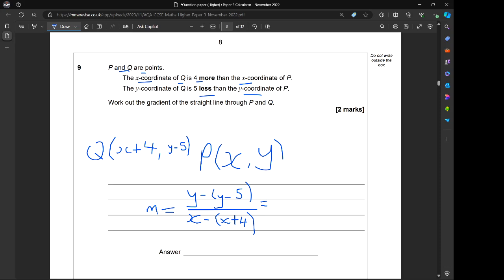So on the top, I've got y minus y. They're going to cancel. Then I've got minus minus 5, that'll be 5, all over x minus x, and then that minus 4. So the answer I get is 5 over minus 4, so it'd be minus 5 quarters. So the gradient of line PQ is minus 5 quarters. That, guys, is my answer for that question. Are we happy with that, guys?